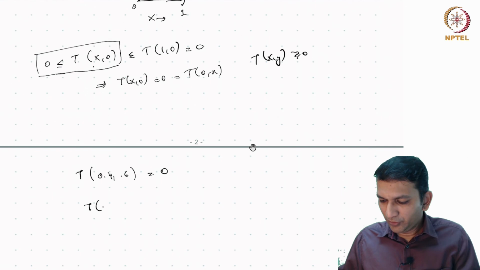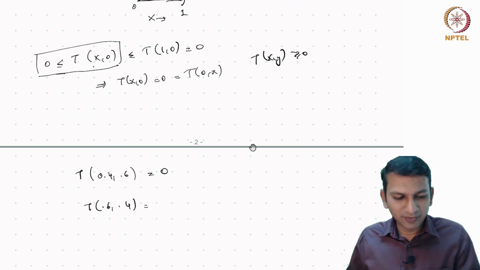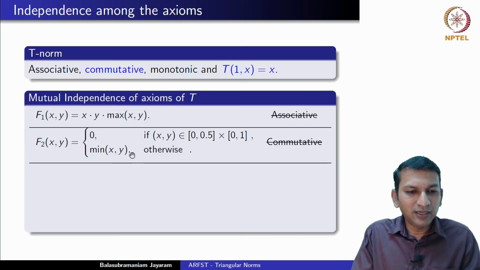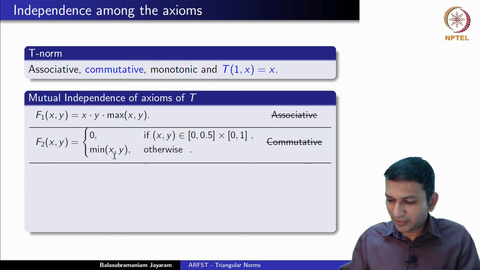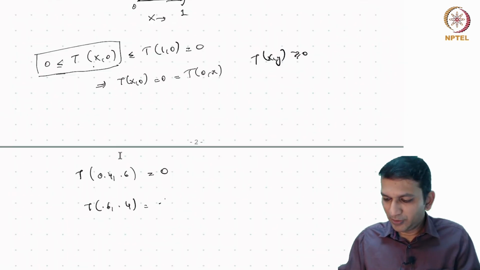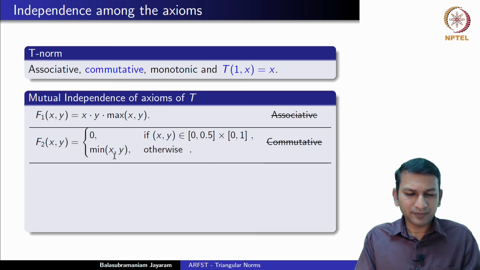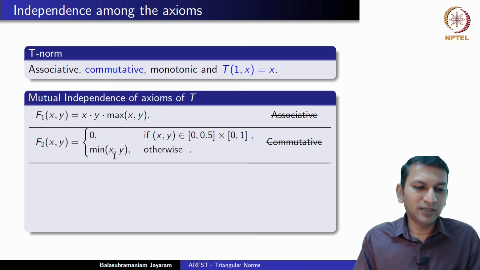However, if you look at t(0.6, 0.4), then we see that it falls under this regime where it is minimum, and you get it to be 0.4. Thus, it is not commutative. Of course, it is monotonic, that can be seen.